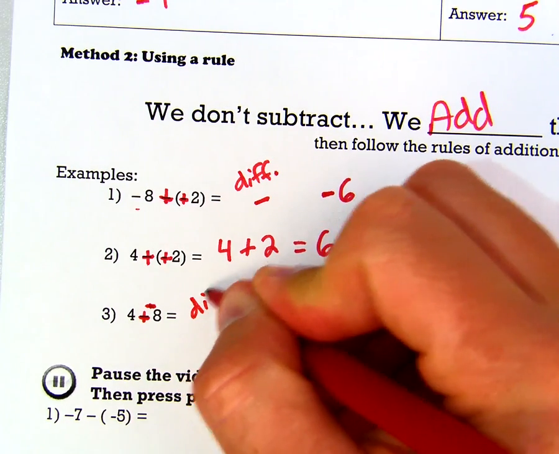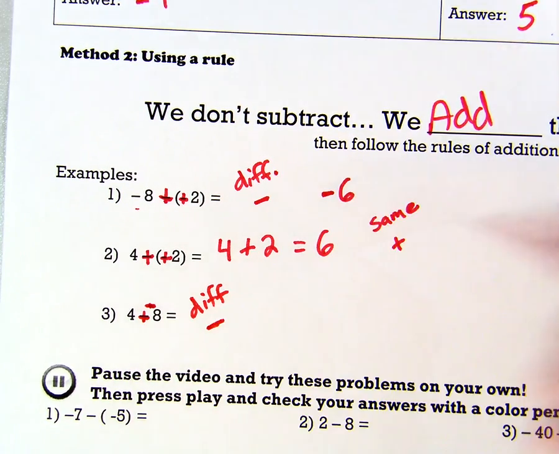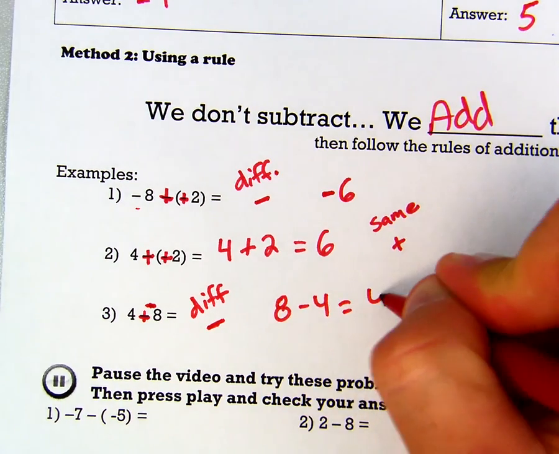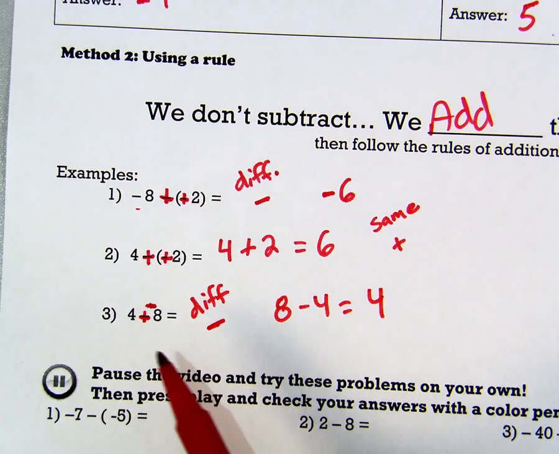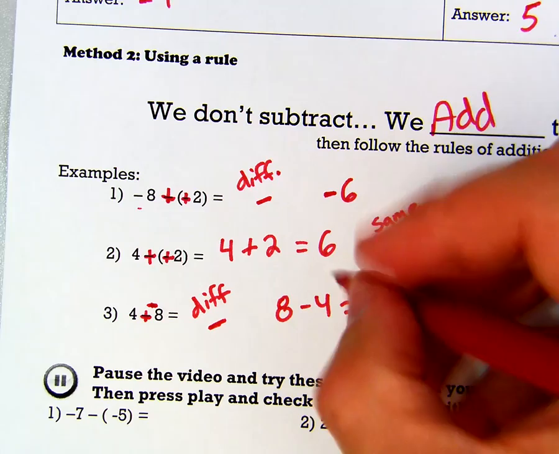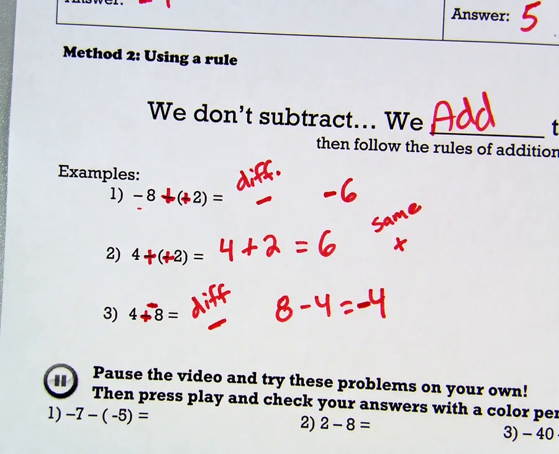I have different symbols. One of them is positive, one of them is negative. So I'm going to go ahead and subtract the two. So I'm going to do 8 minus 4 is 4. Now I look at my values here. The bigger number is the 8 compared to the 4, and that is a negative. So my answer is negative 4.